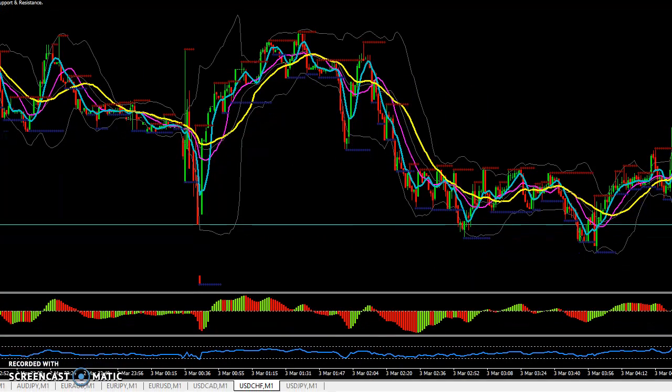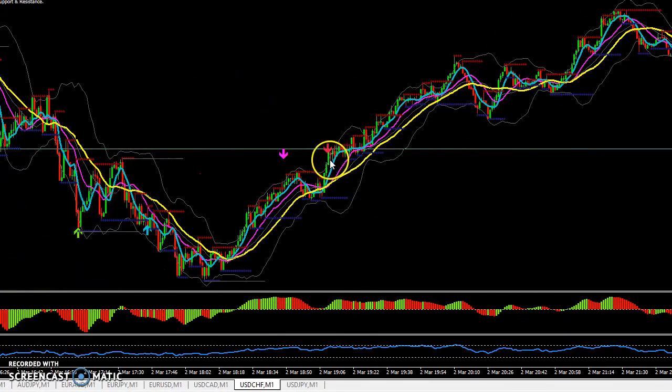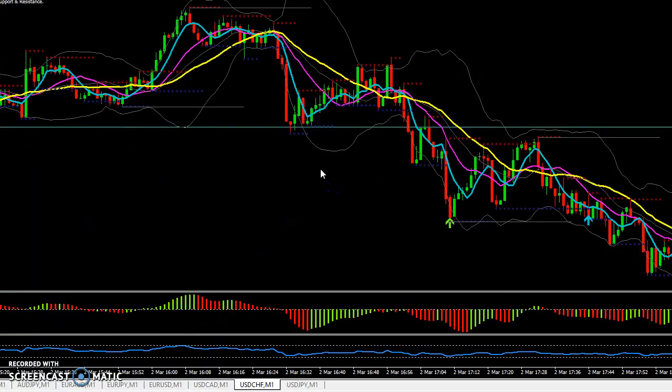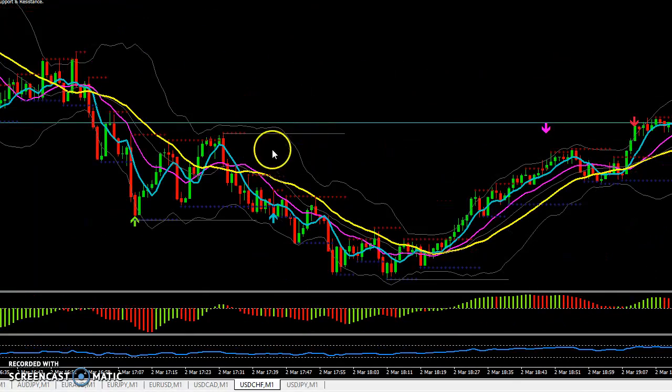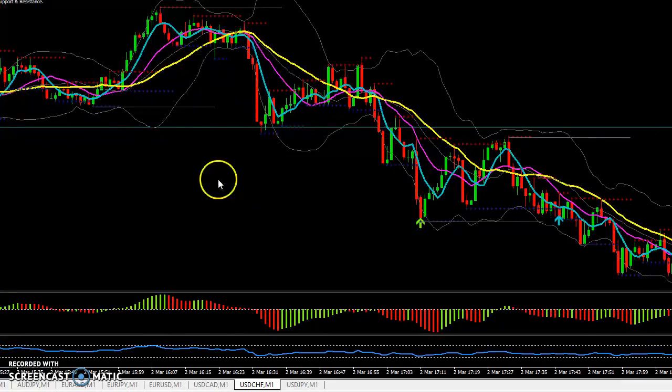USD/CHF. First entry winner. This one is probably first entry because if you cut it at the top of the wick here and then dropping down, would have closed in here someplace. This one would be first, SR, CB first.